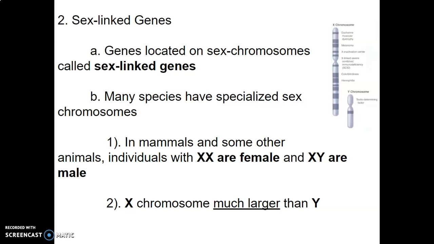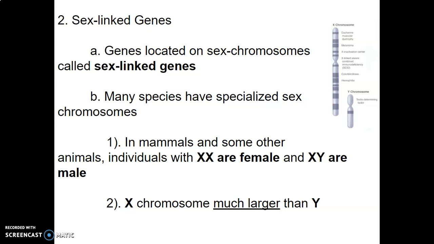Now, genes located on the sex chromosomes are called sex-linked genes. Easy enough there. Many species have specialized sex chromosomes, including humans. Individuals that are XX, so have an X chromosome and an X chromosome as their pair, are female, and XY, as we've already learned, are male.